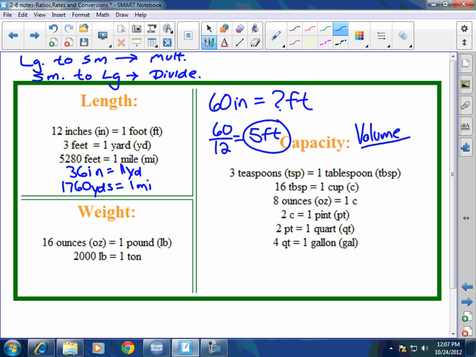Let's go the other way. Let's say that I have, for example, 3 feet, and I want to turn it into inches.